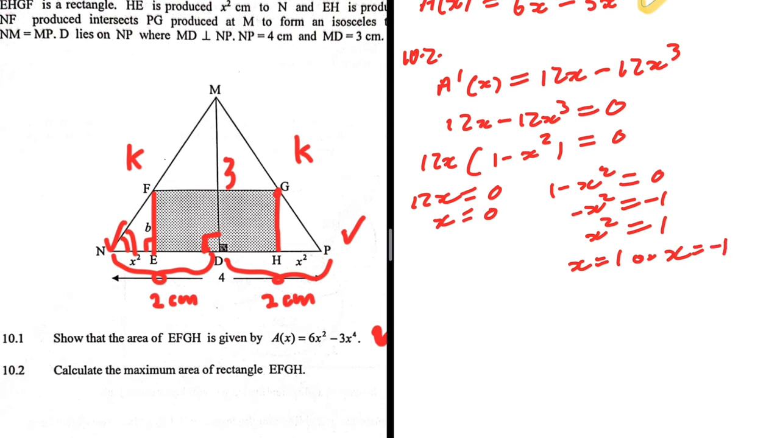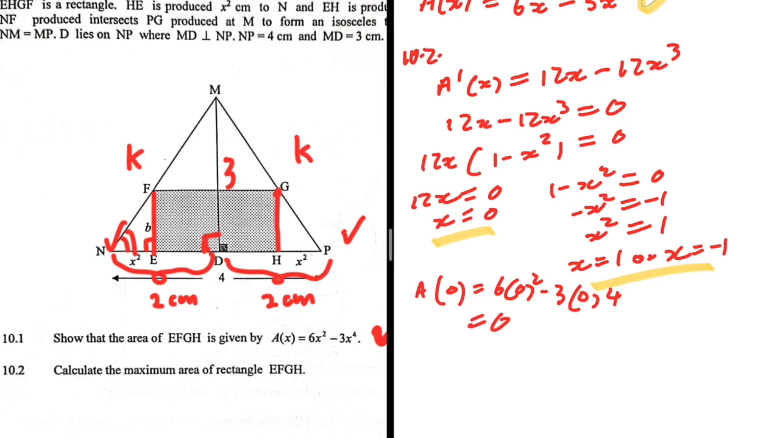So we have 2 possible answers here. x is equal to 0, and x is equal to 1 or minus 1. We can actually test it out and see which one is going to be the correct answer between these two. Let's substitute 0 into A of x. So A of 0 is equal to 6 multiplied by 0 squared minus 3 multiplied by 0 to the power 4. Well, this will give us 0.